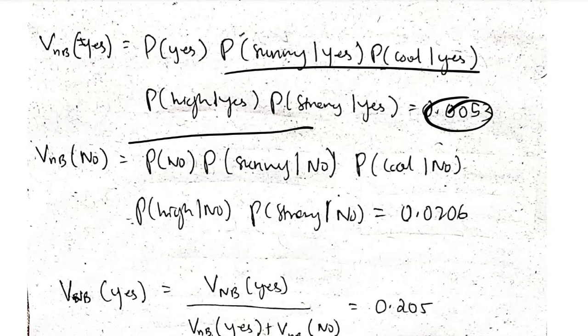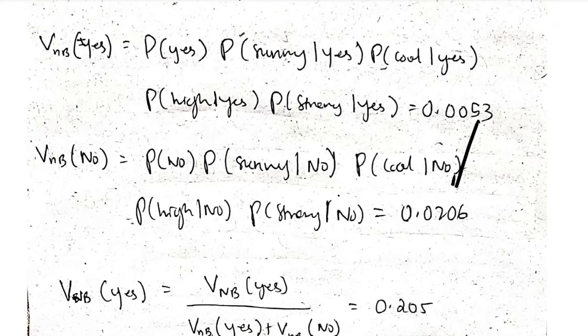Substitute for all and calculate two answers. And which is more? This is more. So the person will not play. That's my final answer. But before that, you have to present it in a nice format. Then only you will get full marks.